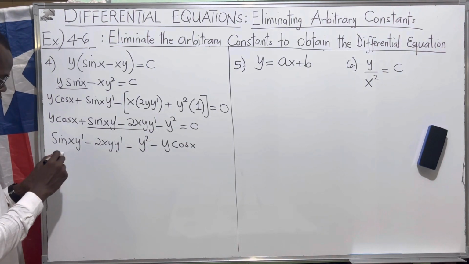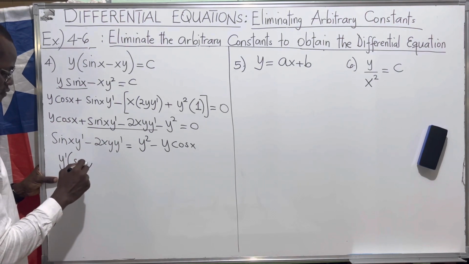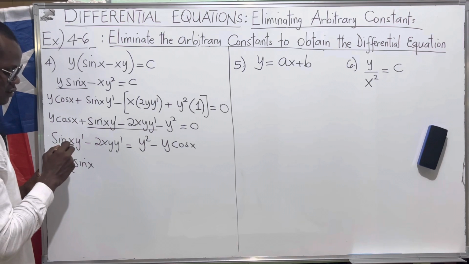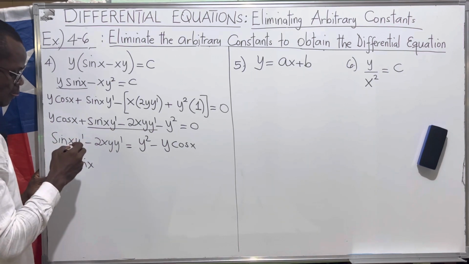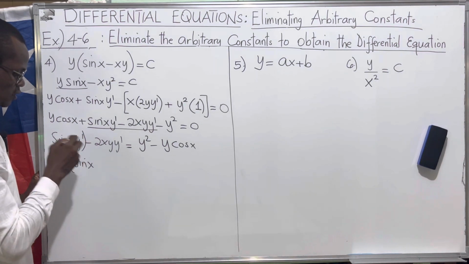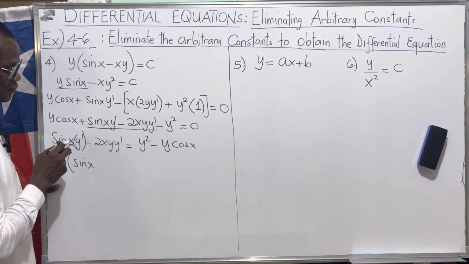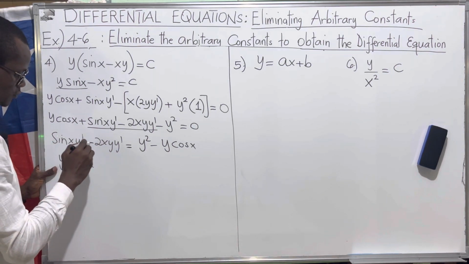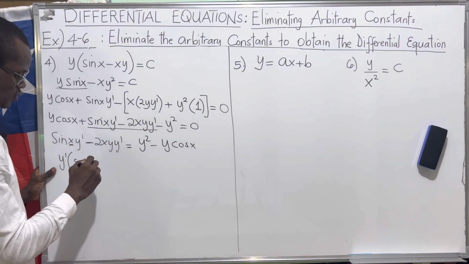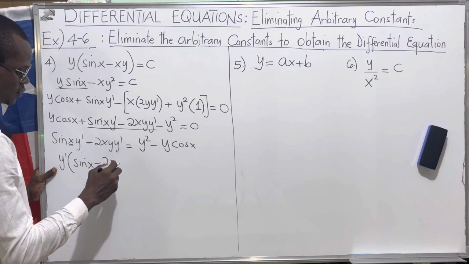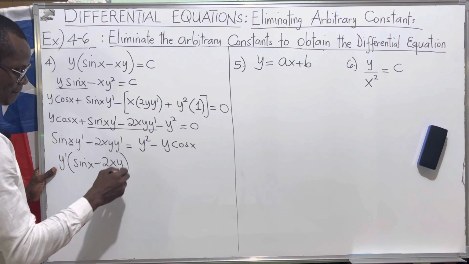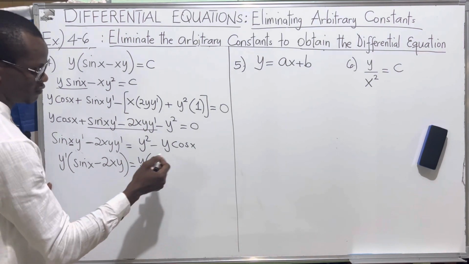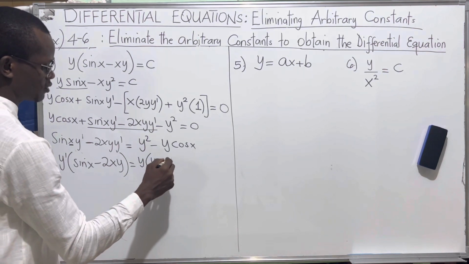So y prime factored out, you have sine of x. Now the angle here is x. The angle is not xy. So we can move y, but we cannot move x. So take note of that. So y comes across, you have minus 2x y equals, now we can factor out y to further simplify this, which is just y minus cos of x.